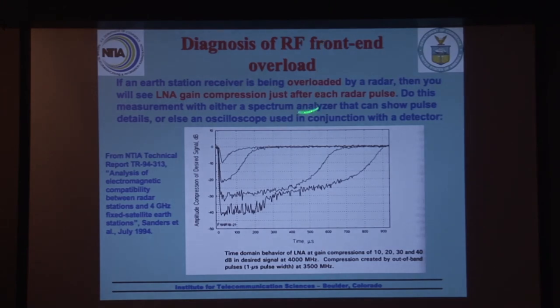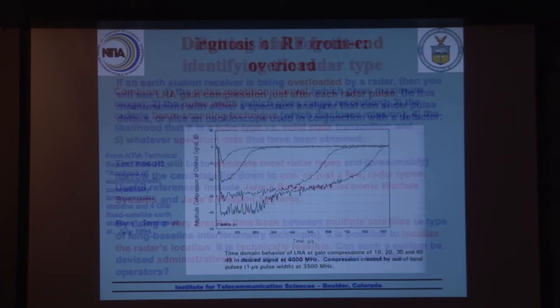Front-end overload, we've talked about this in earlier talks, so by now this is a classic. If you see this happening after every radar pulse while you're making measurements at the earth station, you see where this is the earth station's receiver noise level, and you see a dip after every radar pulse, dip, dip, dip after every radar pulse, that's front-end overload. Got to put a filter on the front end of the earth station.